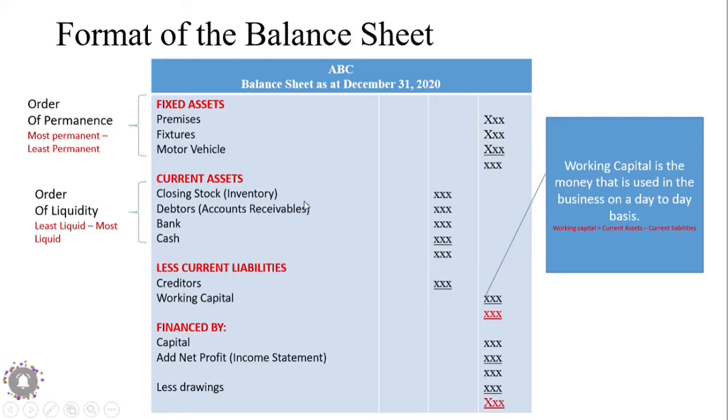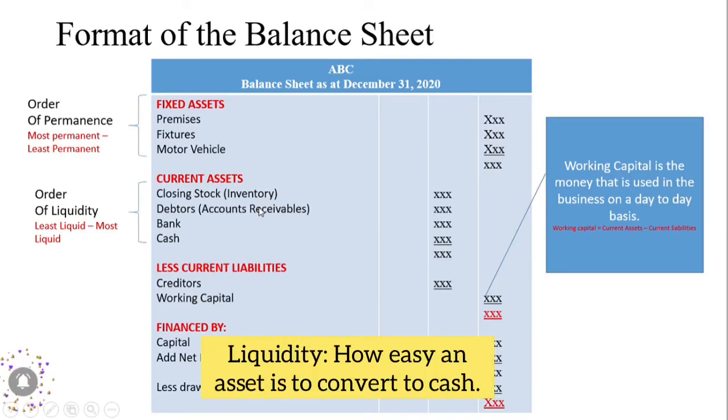So current assets are the assets that are in the business for a short period of time, right? And they also follow a specific order. It is the order of liquidity. So you would list your current assets in the order of liquidity from the least liquid to the most liquid. When we talk about liquid, we're talking about how easy an asset is to convert to cash, right?